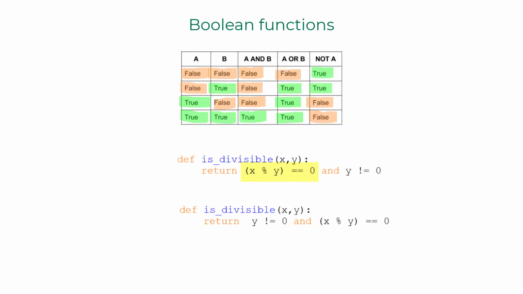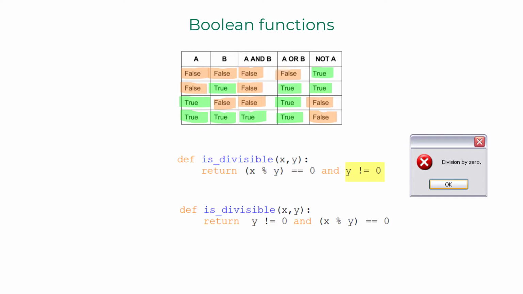But when y is equal to 0, we run into trouble because we cannot divide a number by 0. So it is important that we have a Boolean expression y not equals to 0, which would be true when y is not 0, and it would be false when y is 0.